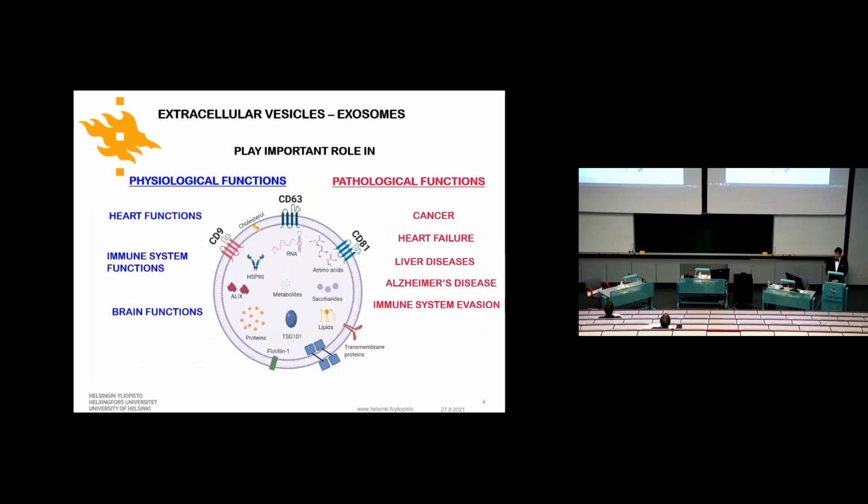Another important particle type for this dissertation is called extracellular vesicles, especially exosomes. They play an important role in physiological functions such as heart functions, immune system functions, brain functions. But they also play an important role in pathological functions such as cancer, heart failure, liver diseases, Alzheimer's disease, immune system invasion. And they transfer different particles or metabolites and RNA inside them to other cells in the body.